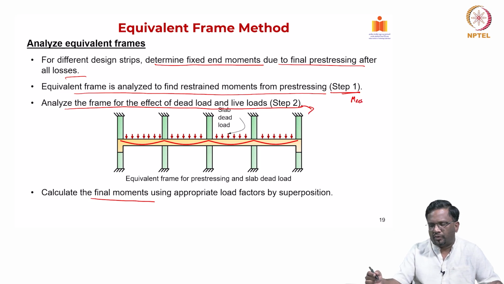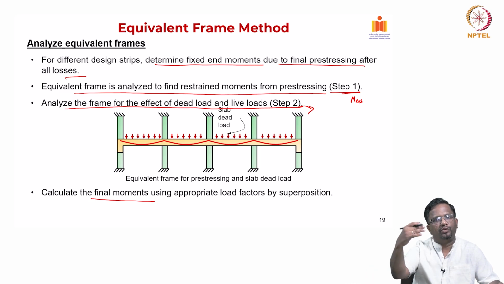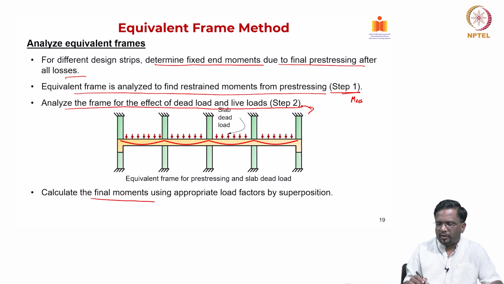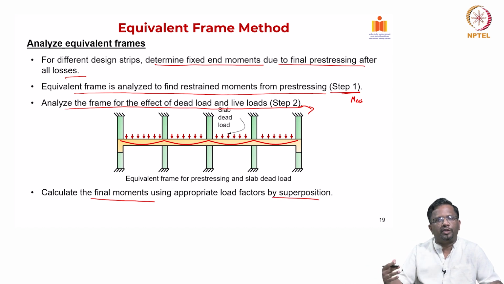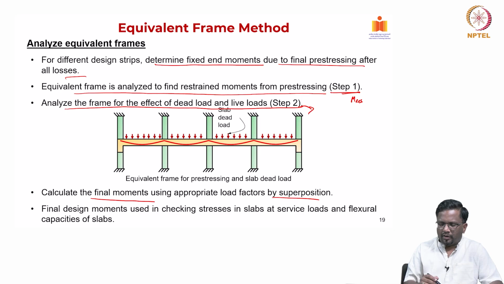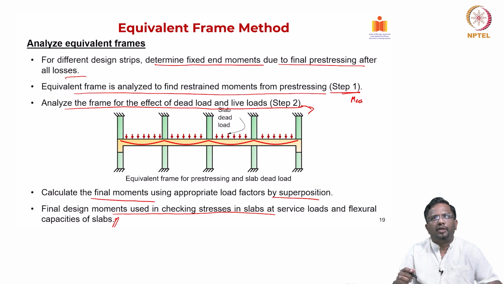Then with the load factors, let us say typically 1 and 1. If you have different load factors, then you have to do only dead load and then only live load. You have to do it multiple times, but once you have an Excel sheet, it is very straightforward to plug in the numbers and get the results. Then you apply your load factors and add them up, because we are doing elastic analysis, so superposition is valid. Then finally you get your final moments, right. The final design moments are then used for checking stresses in slabs at service loads and then the flexural capacities of the slabs, right. So this is a step.